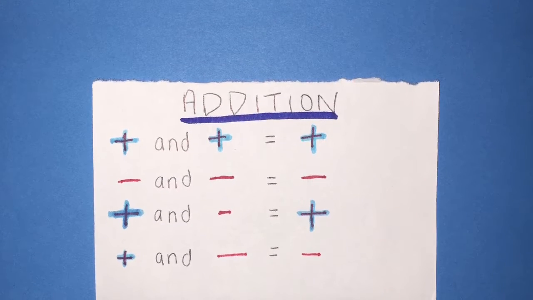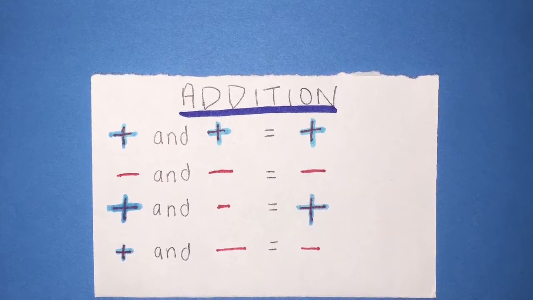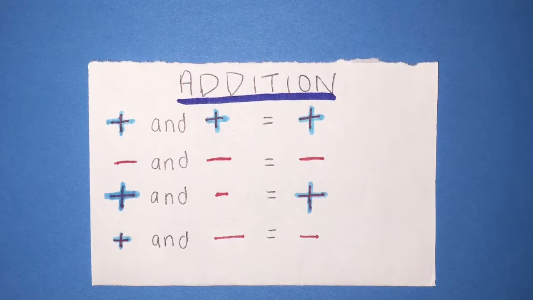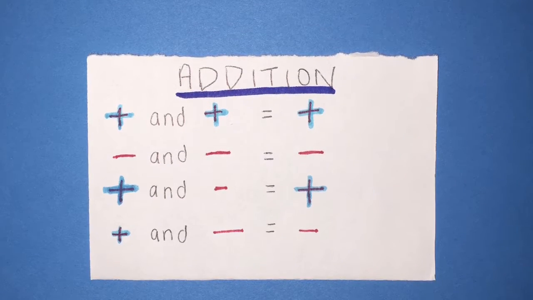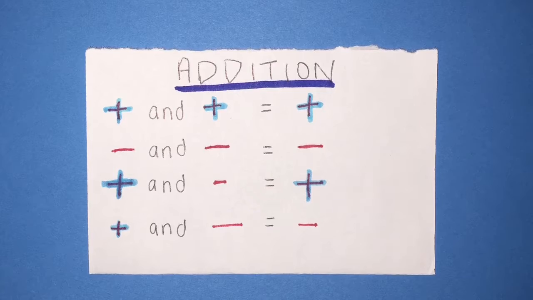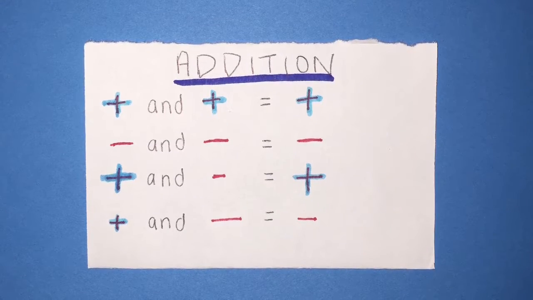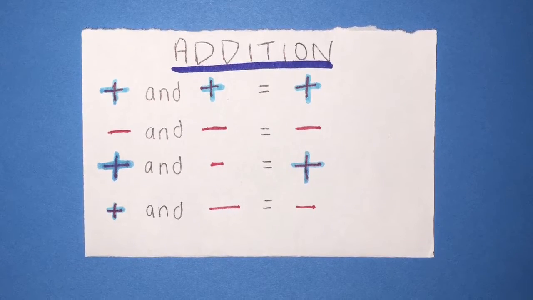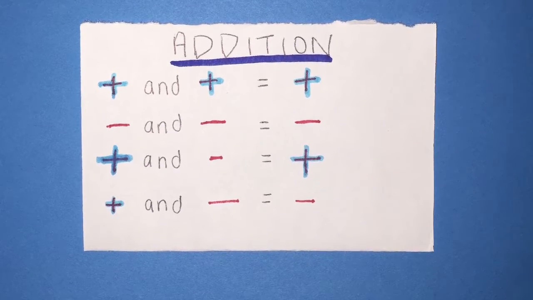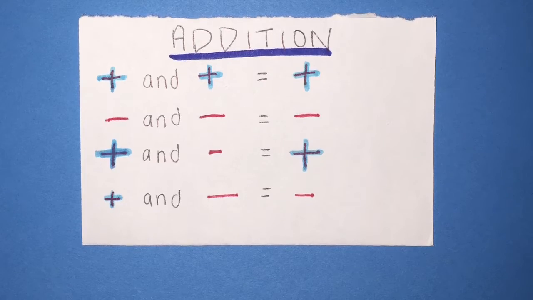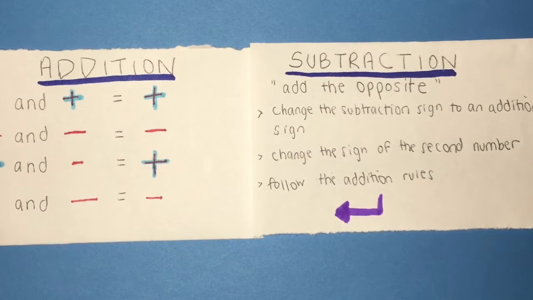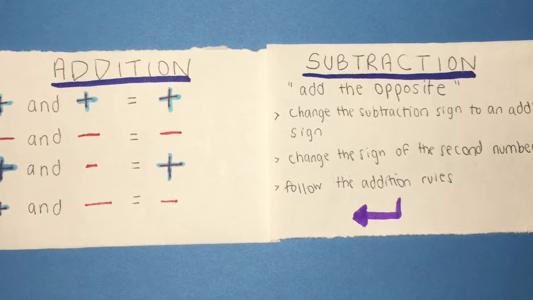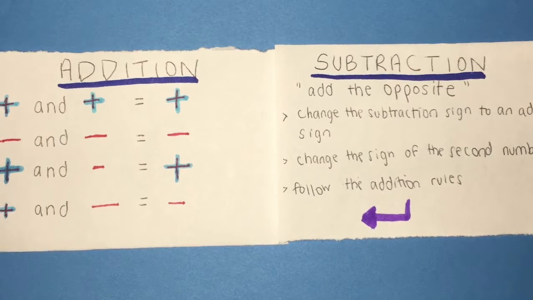When you add 2 positives, the answer will be positive. When you add 2 negatives, the answer will be negative. When you add a positive and a negative, in which the positive integer is greater in absolute value, the answer will be positive. When you add a positive and a negative, in which the negative is greater in absolute value, the answer will be negative. When subtracting, simply change the subtraction sign to an addition sign. Change the sign of the second number and follow the addition rules.